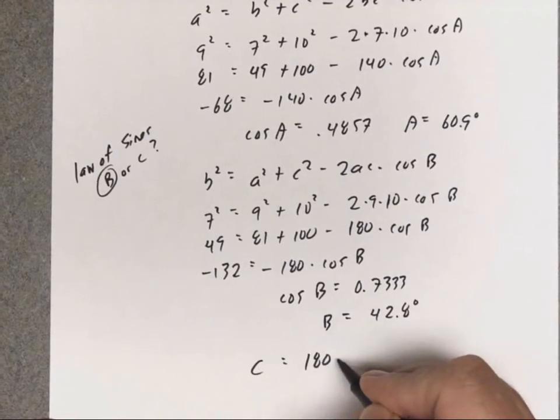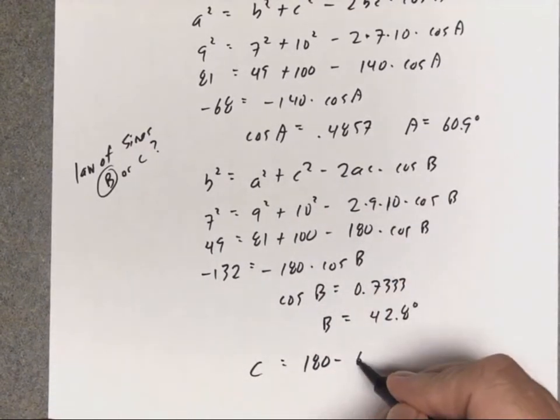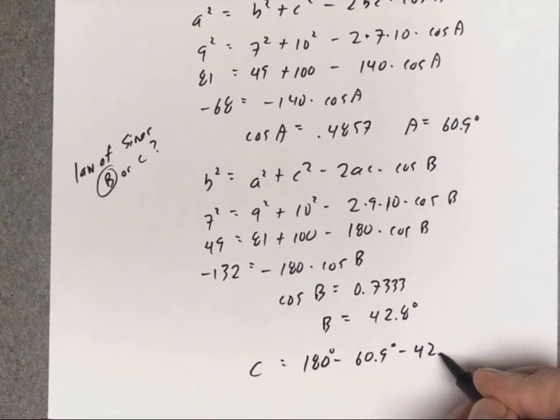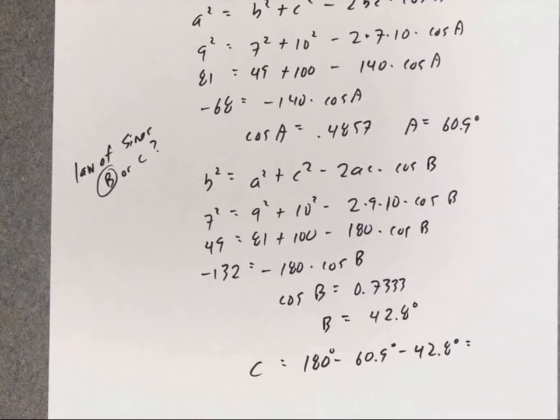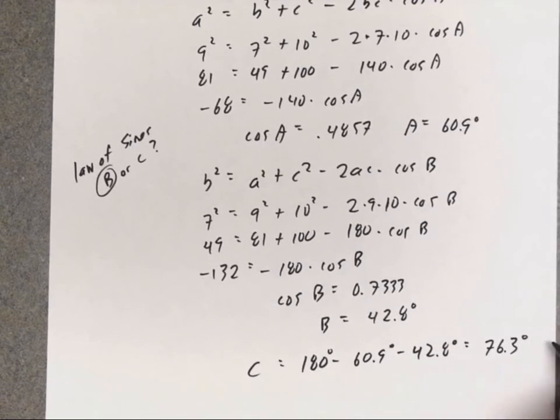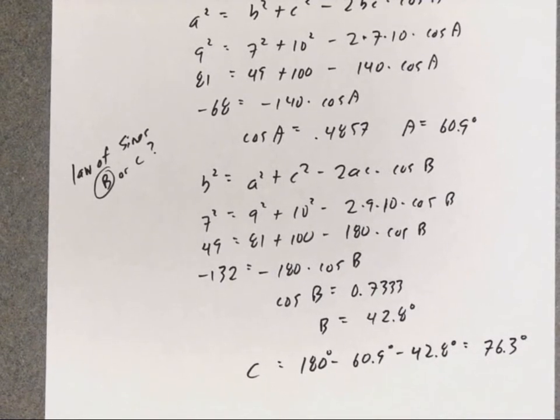Now, angle C, I can just take 180 minus angle A, which is 60.9 degrees, minus angle B, 42.8 degrees. That's 76.3 degrees. All right, three sides. Just a lot of math. All right, so that wraps up law of sines and cosines.